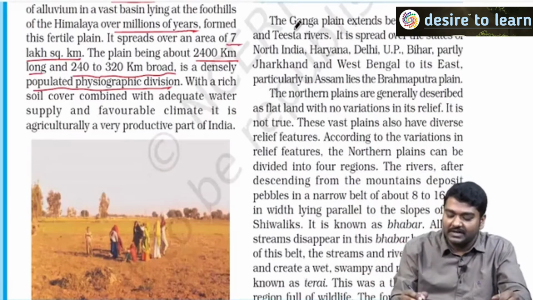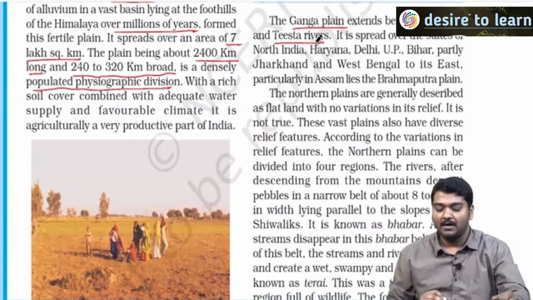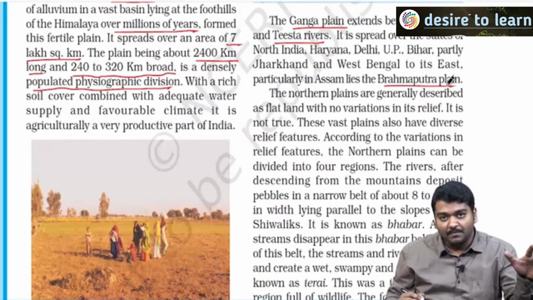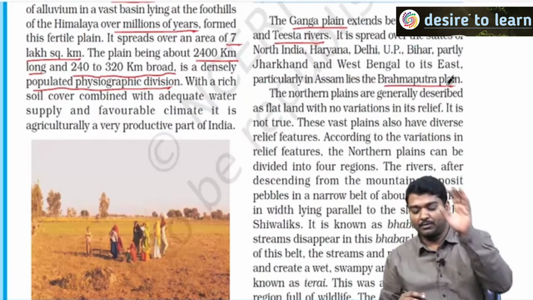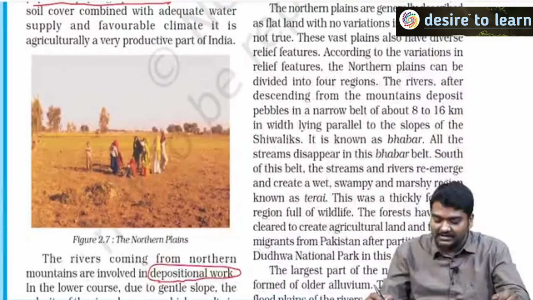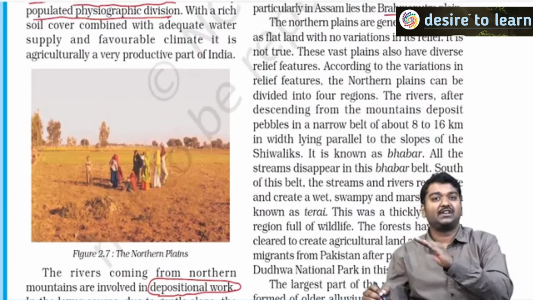The next important is the Ganga plain, which extends between the Ghaggar and Teesta rivers. And the third one is the Brahmaputra plain. Indus plain, Ganga plain and Brahmaputra plain. This is very, very important. And after this, what we need to actually understand is with respect to the deposition that is taking place.